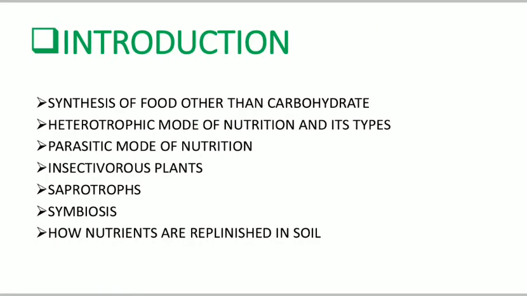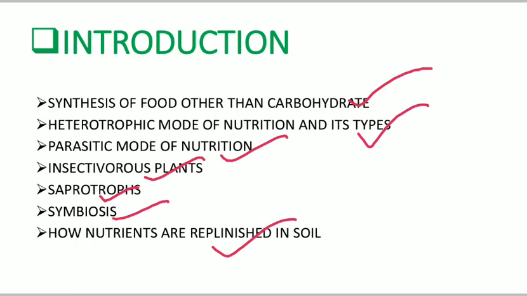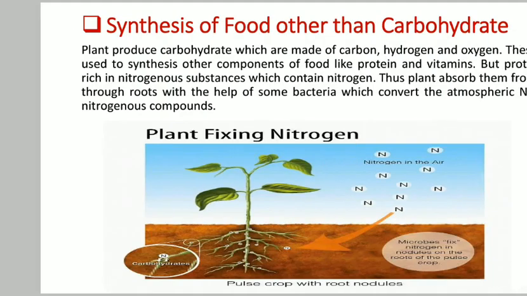In this part we are going to deal with the synthesis of food other than carbohydrates by the plant, then the heterotrophic mode of nutrition and its types, parasitic mode of nutrition, insectivorous plants, saprotrophs, symbiosis, and how the nutrients get replenished in the soil again. So to know about these things elaborately, let's have a look at the slide.